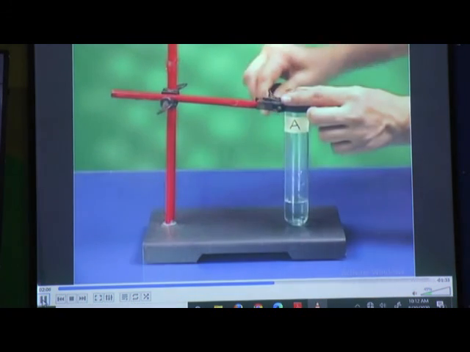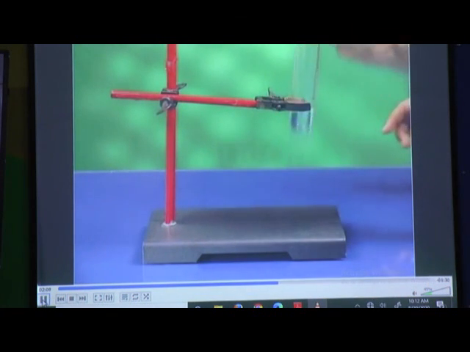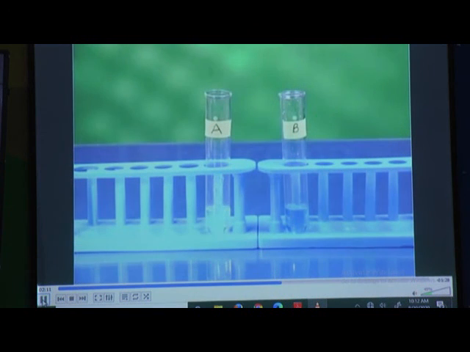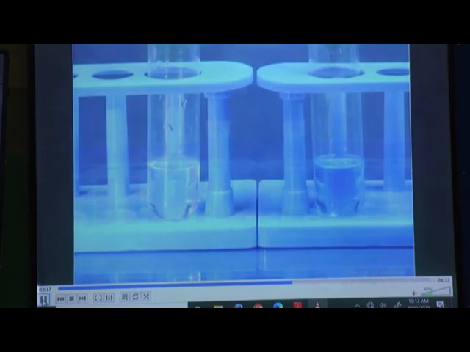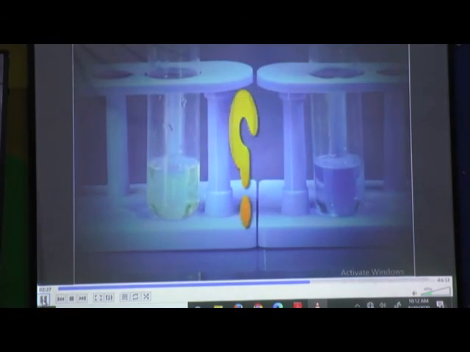Now, take out the test tube A from the clamp stand and keep it beside test tube B for comparison. On comparing both the solutions, you will find that the original deep blue color of the copper sulfate solution has faded away. What is the reason behind these changes?